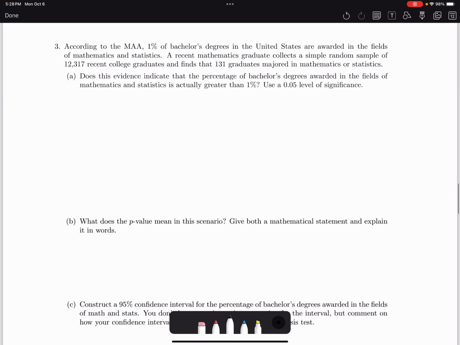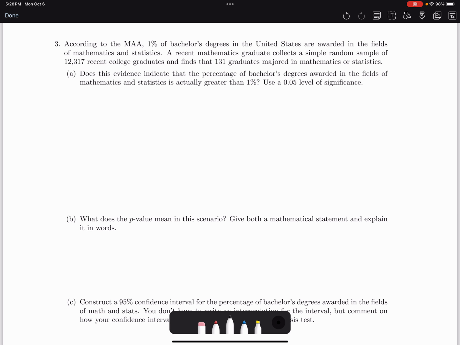Let's look at another one. According to the MAA, that's the Mathematical Association of America, 1% of bachelor's degrees in the United States are awarded in the fields of math and statistics. A recent math graduate collects a simple random sample of 12,317 recent college grads and finds that 131 graduates majored in math or stats. Part A, does the evidence indicate that the percentage of bachelor's degrees awarded in the fields of math and stats is actually greater than 1%? Use a 0.05 level of significance. Okay, well, I'll let you pause the video and see if you can figure that out.